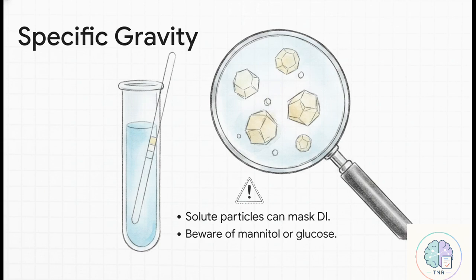But here's the warning you have to watch out for. Certain moieties that produce osmotic diuresis can actually falsely elevate the USG. It makes the urine look more concentrated than it really is, effectively masking the DI. So be on high alert if your patient has had large doses of mannitol, which we often see in head trauma, or high glucose from poorly controlled diabetes mellitus.